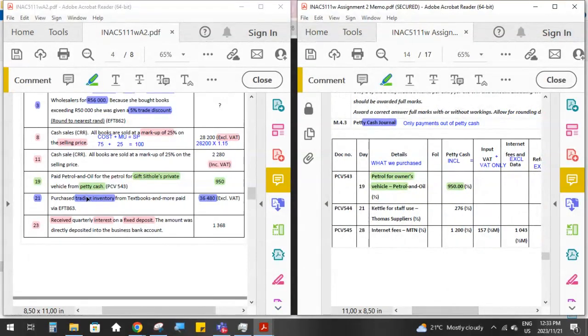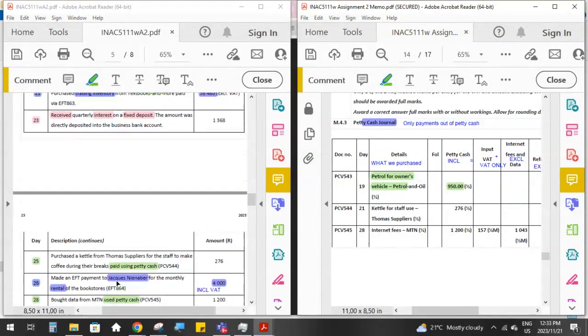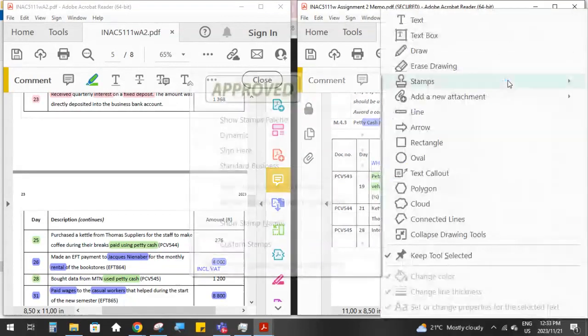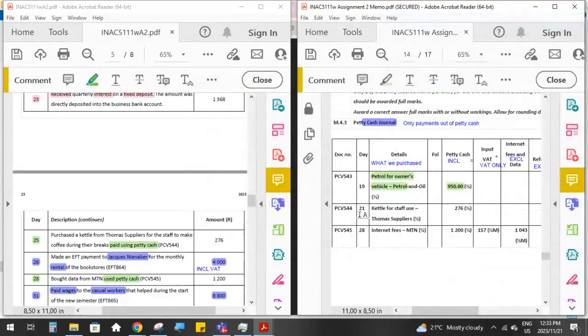Then on the 21st, that's not the 21st, it's the 25th. This over here is the 25th. We purchased a kettle from Thomas suppliers for the staff to make coffee during their breaks.